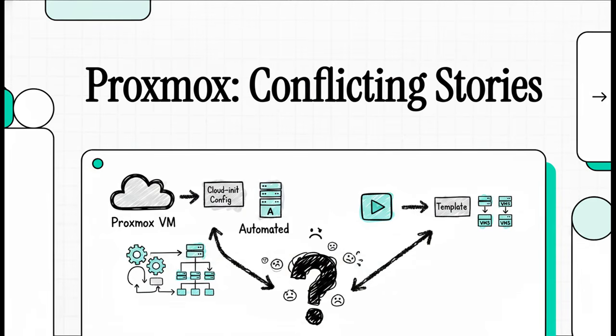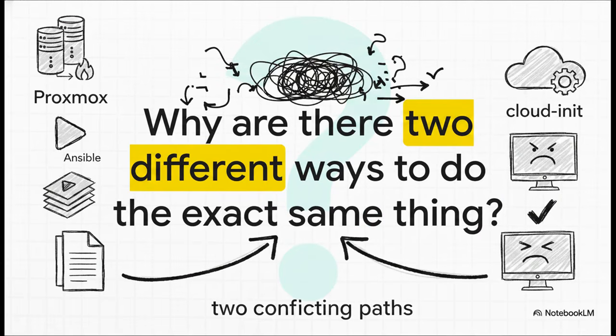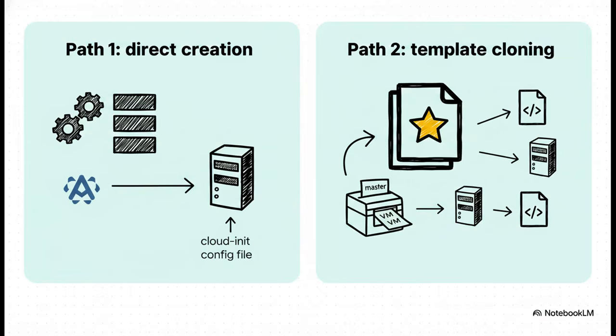It's the kind of thing that makes even a seasoned engineer stop and think, wait, have I missed something fundamental here? And that's the central mystery we're going to unpack today. Why does such a common task split into two opposing paths? It's this frustrating fork in the road that can make you feel like you just don't get how Proxmox, Ansible, and Cloud-Init are supposed to play together. So let's just break down these two workflows.